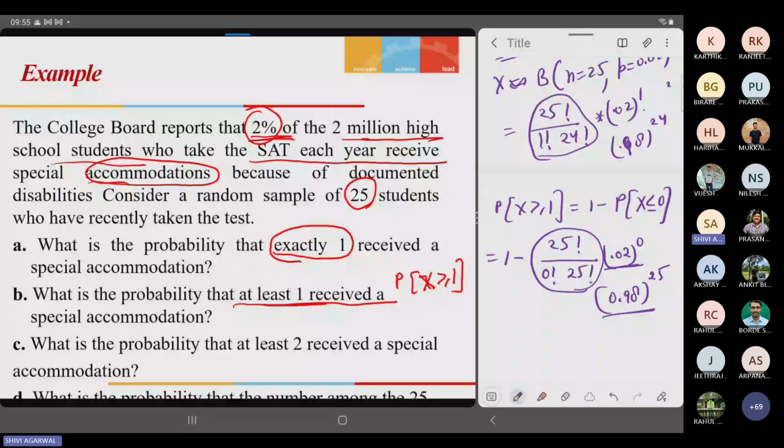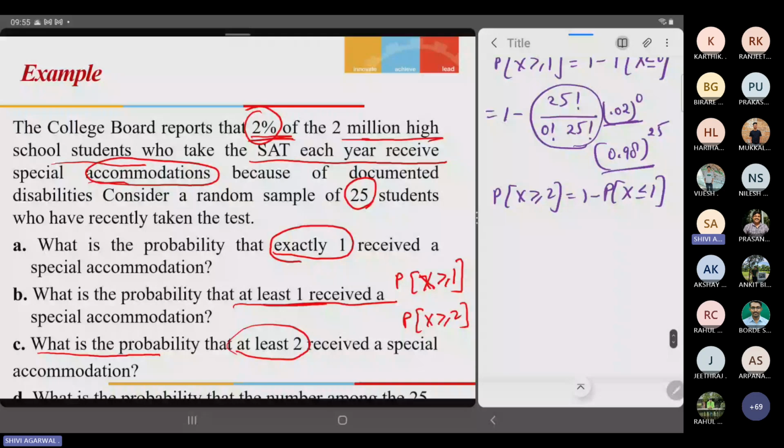C part, what is the probability that at least 2 received a special accommodation? At least 2 means what? Probability when x is greater than or equal to 2. So probability when x is greater than or equal to 2 means what? 1 minus probability when x is less than or equal to 1.